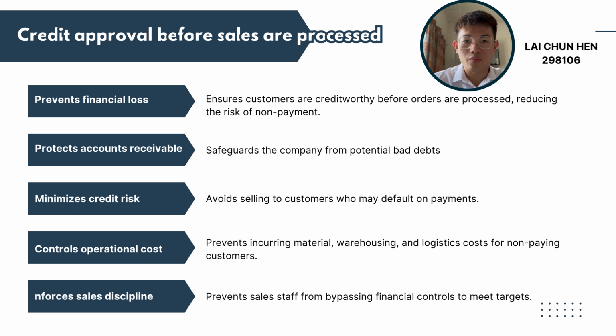The first point is it prevents financial losses, which ensures customers are creditworthy before orders are proceeded, reducing the risk of non-payment. The second point is protect account receivable, which safeguards the company from potential bad debts. The third point is minimize credit risk, which avoids selling to customers who may default on payments. The fourth point is control operational costs, which prevents incurring materials, warehousing, and logistic costs for non-paying customers. The last point is enforce sales discipline, which prevents sales staff from bypassing financial control to meet targets.